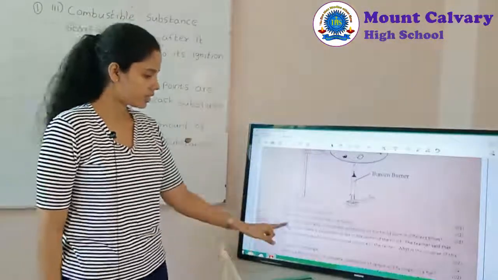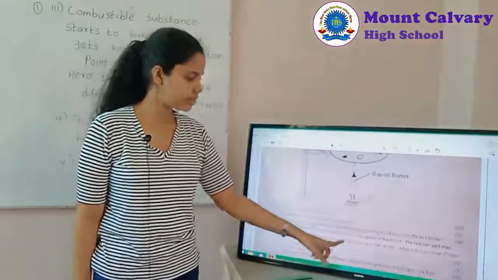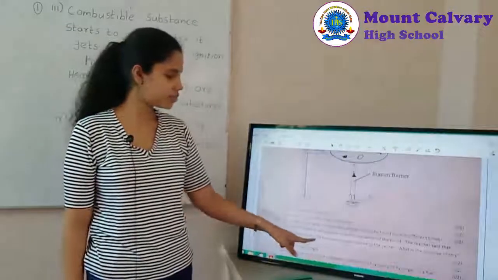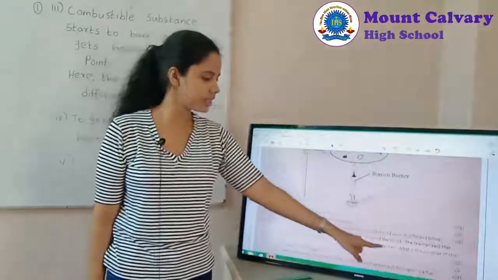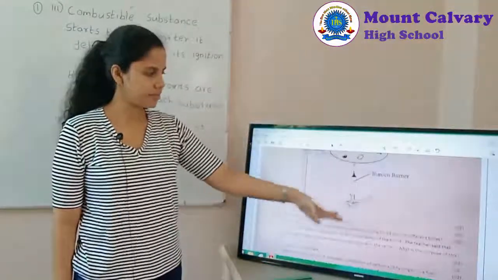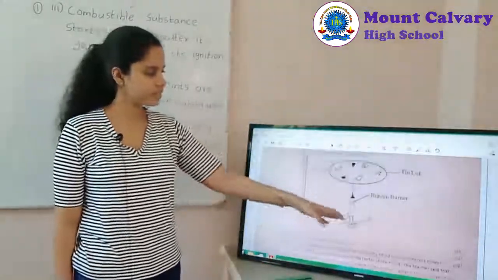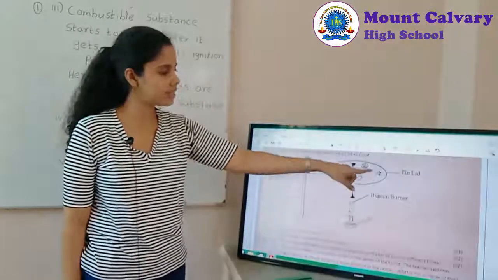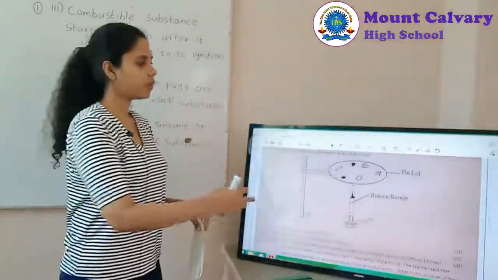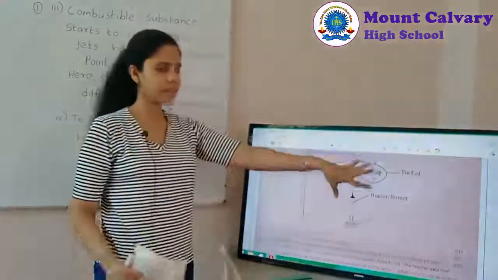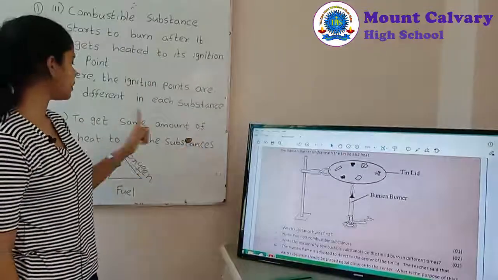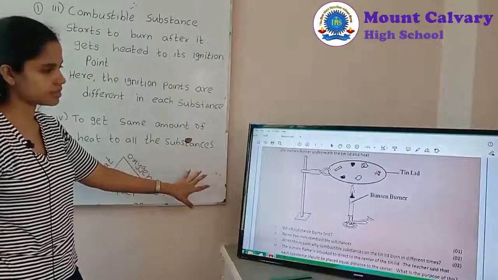The next question: the Bunsen flame is adjusted to direct to the center of the tin lid. The teacher said that each substance should be placed an equal distance from the center. What is the purpose of that? When you keep the Bunsen burner, you should place it in the center of the tin lid. All these substances should get the same amount of heat. The reason is to get the same amount of heat to all the substances.